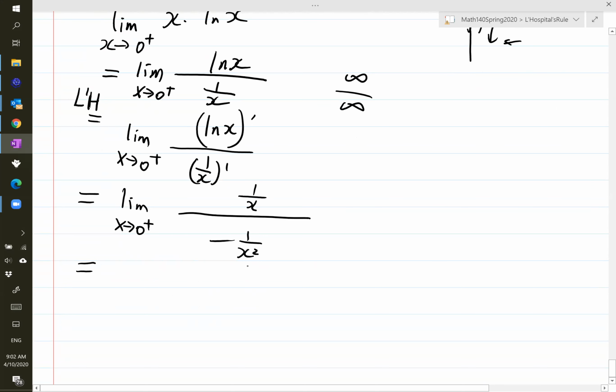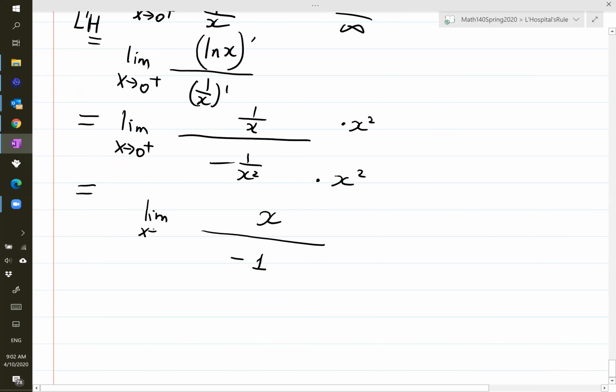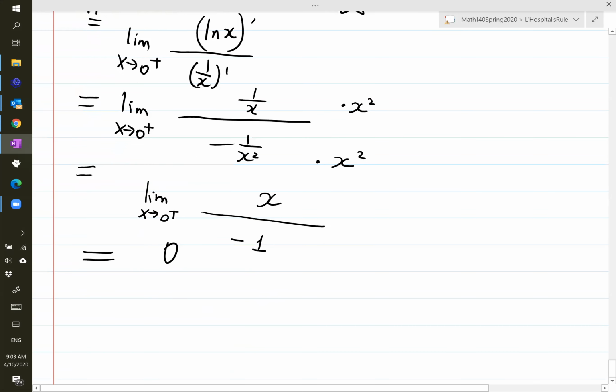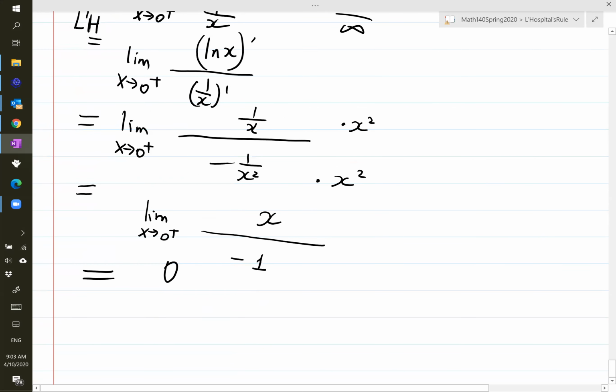Multiply both numerator and denominator by x squared. Then what you get is negative 1 over x squared times 1 over x, so we get x over negative 1, which is negative x, as x approaches 0 from the positive direction. This is very easy. It has limit 0. This actually tells us the 0 factor is dominating.